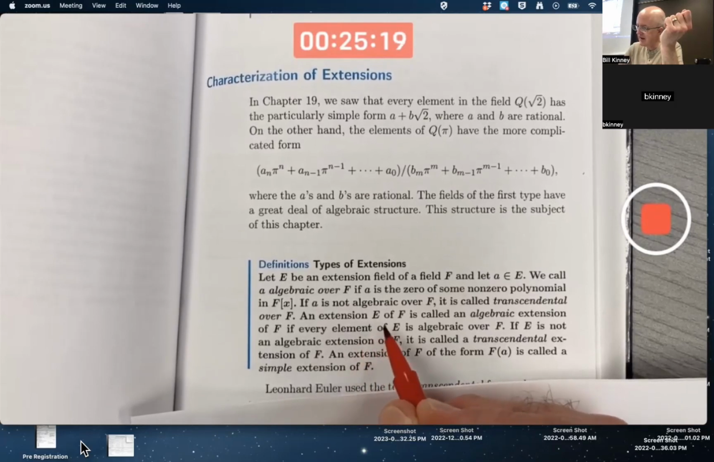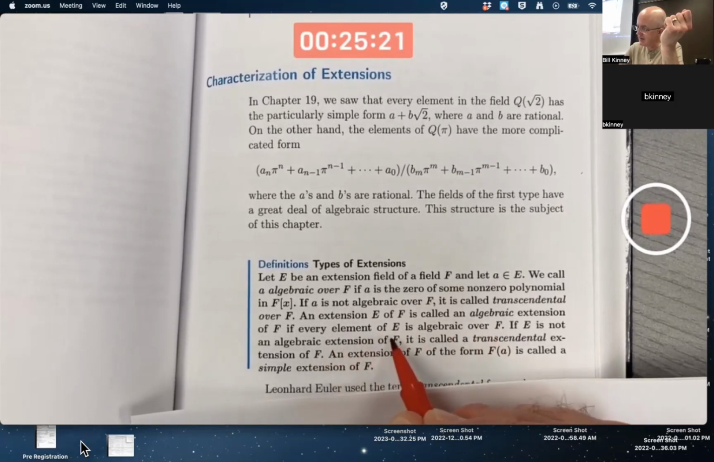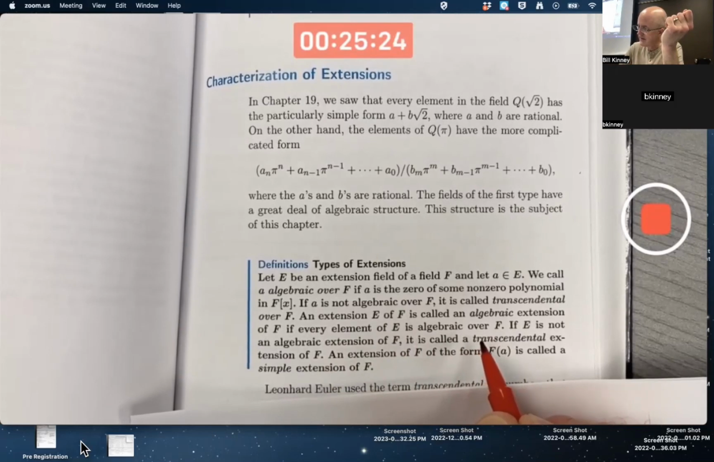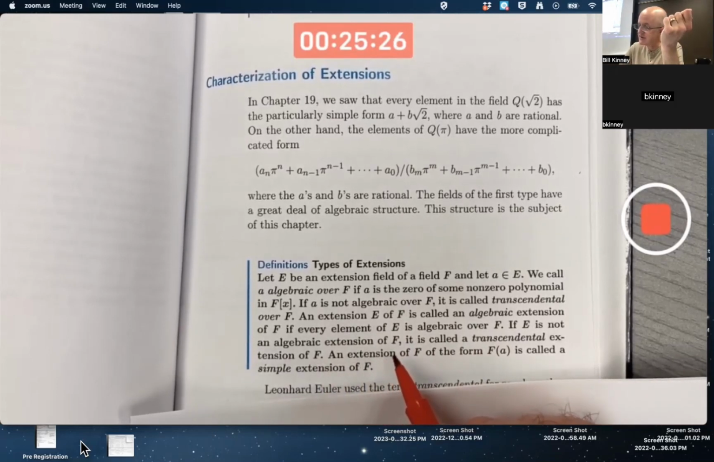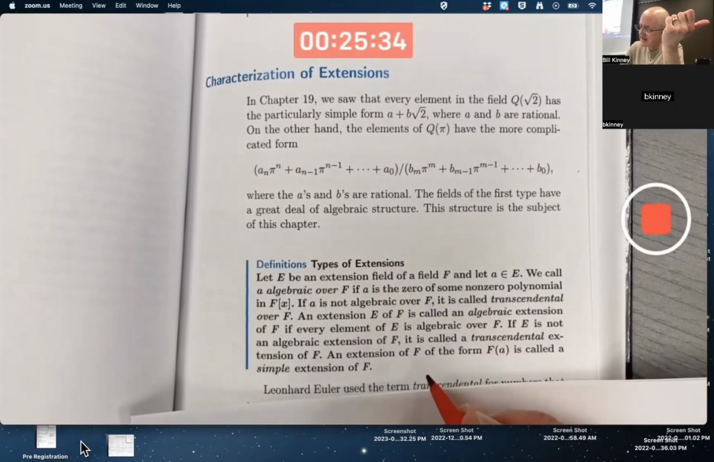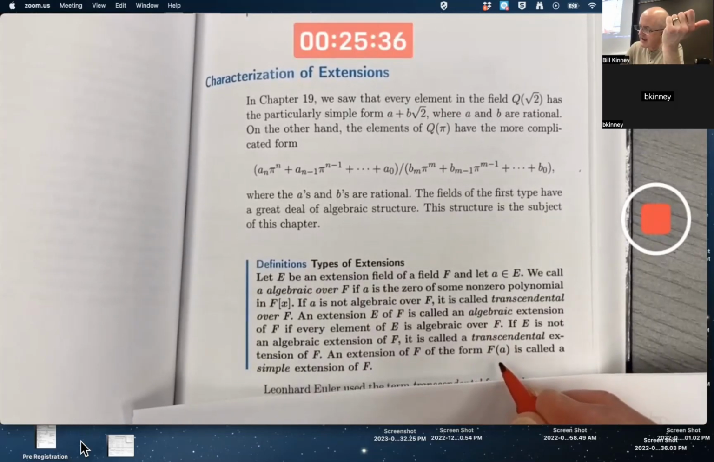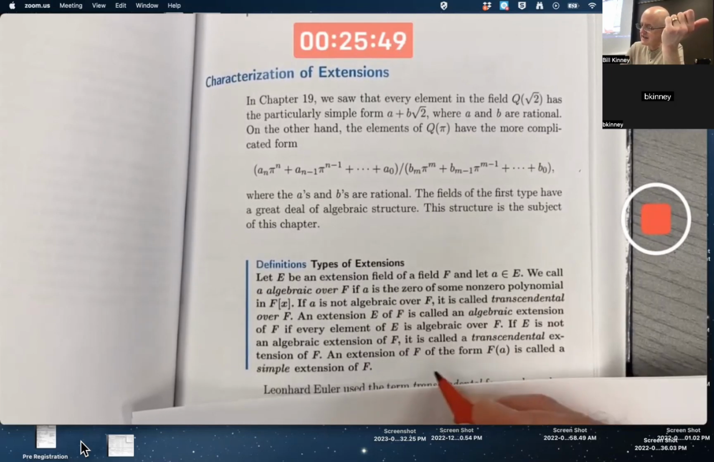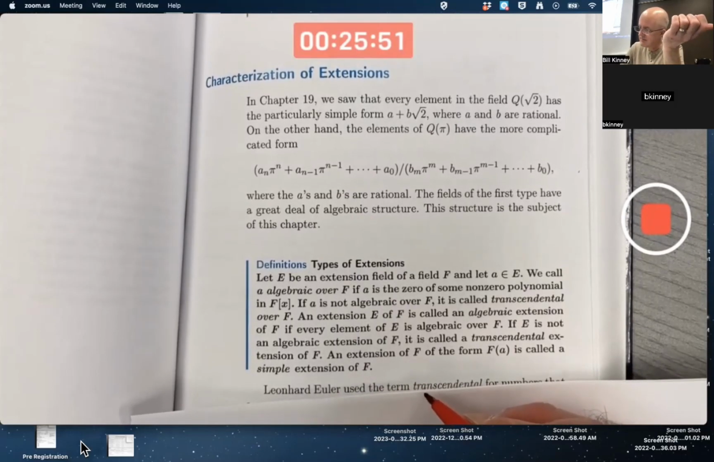An extension E of F is called an algebraic extension if every element of E is algebraic over F. If E is not an algebraic extension, if there's at least one transcendental element in it, it's called a transcendental extension. If the extension of F is of the form F(A), and remember that's not function notation, that's the smallest subfield of E containing all of F and the element A, it's called a simple extension. Those are the simplest kinds of examples to think about.